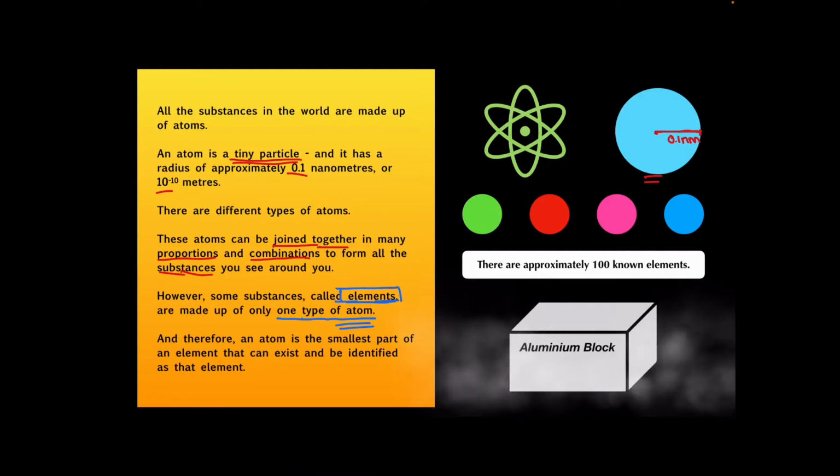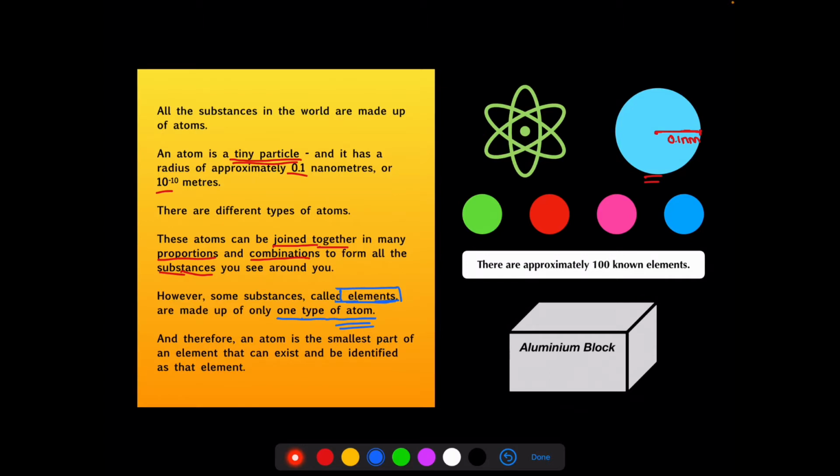Now I was talking about the aluminium block. Let's bring this in now. Aluminium is an element. If we take this aluminium block here and zoom into it with a very strong magnifier, what would we see? We would see atoms of aluminium, all arranged in a nice fixed pattern.